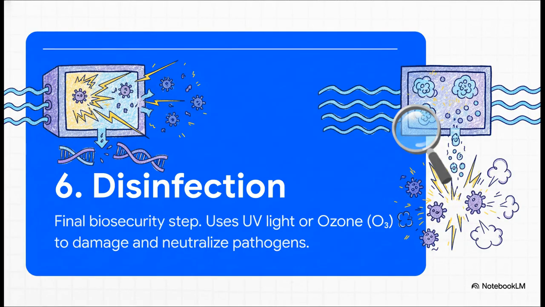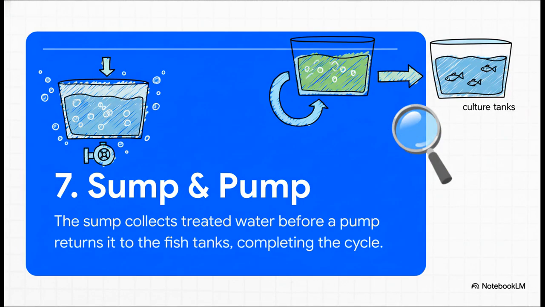We're almost at the end of the treatment loop. This is the final biosecurity checkpoint, disinfection. There are two main ways this is done. One is with ultraviolet, or UV light. The water flows past a powerful UV lamp that zaps any pathogens and damages their DNA so they can't reproduce. The other method is using ozone gas, which is a powerful oxidizer that basically obliterates pathogens and other fine organic particles on contact. And at last, our fully cleaned, oxygenated, and disinfected water arrives at the sump.